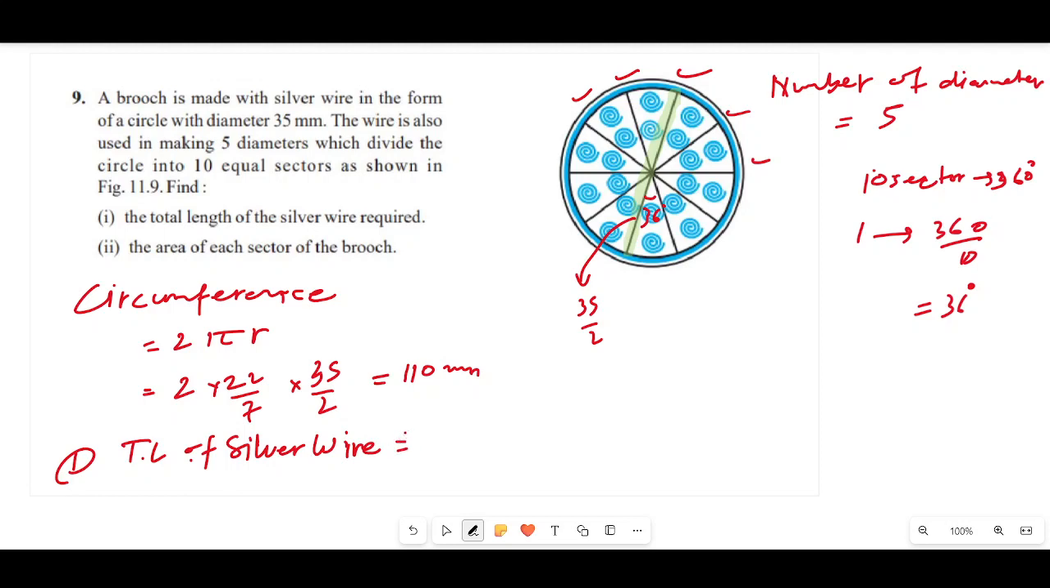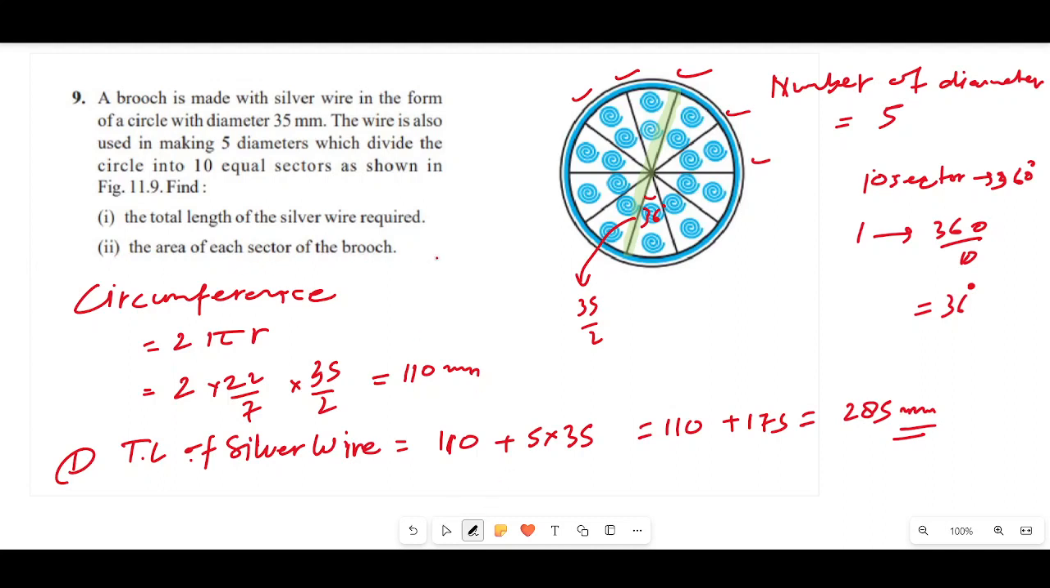What is the total length of silver wire? First, circumference, which is 110, plus each diameter. There are 5 diameters, each with 35. So 35, after solving this, 110 plus this will be 175 and this will be 285 millimeter. Now come to the second part of the question.